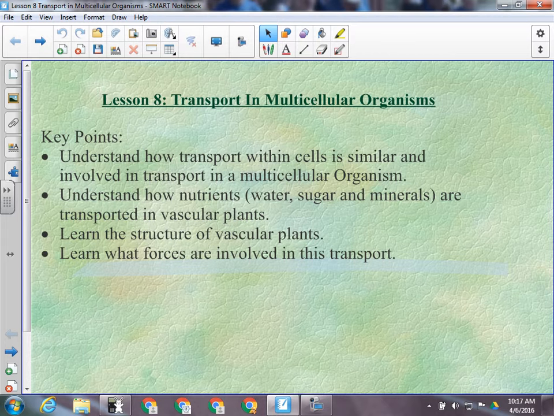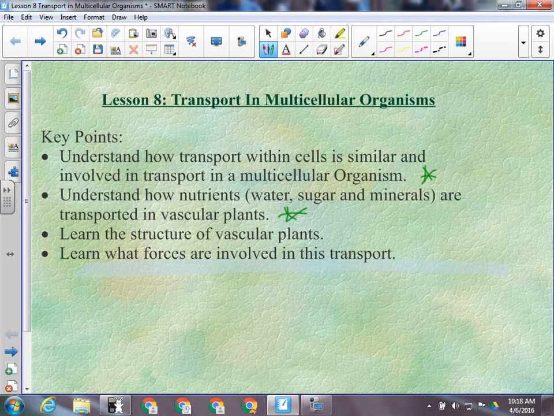Okay, so we have to look at how transport within cells is similar and involved with transport in a multicellular organism. Okay, so large scale. How nutrients, water, sugar, and minerals are transported in vascular plants. There's always several questions on the unit exam and usually one on the final. Okay, to do with that in the written response.